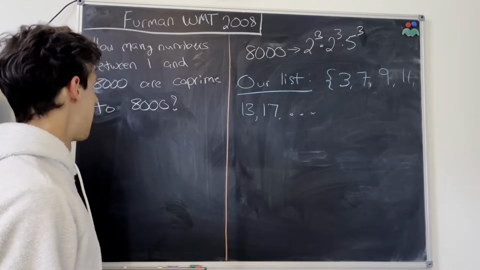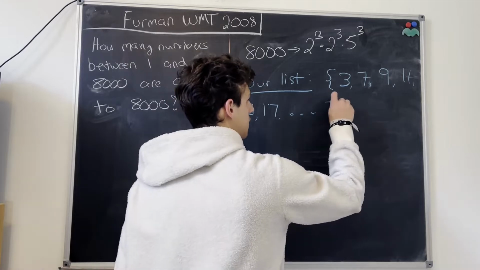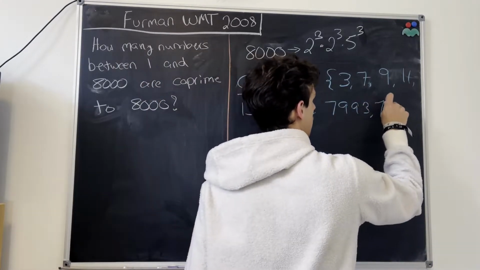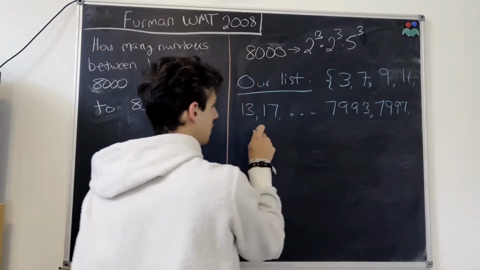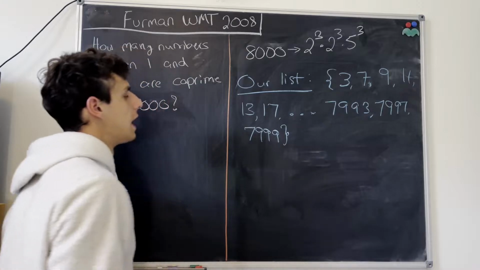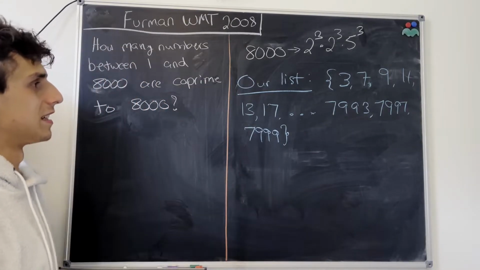But now where are we going to end? We're going to finish up with the numbers 7,993, 7,997, 7,999, but there's no 8,001 because that's bigger than 8,000. So our set ends here.